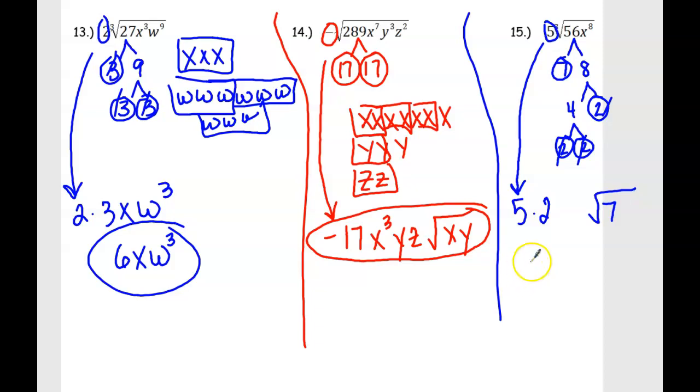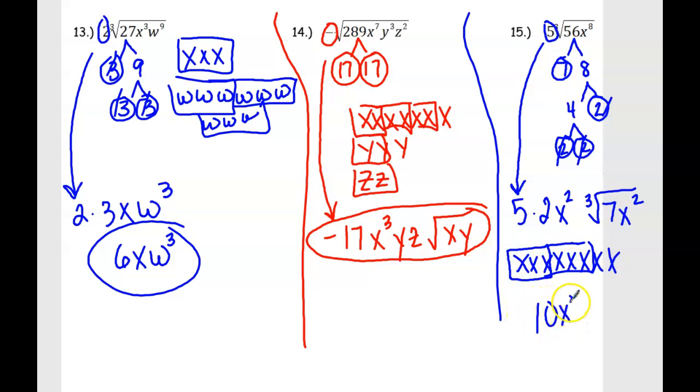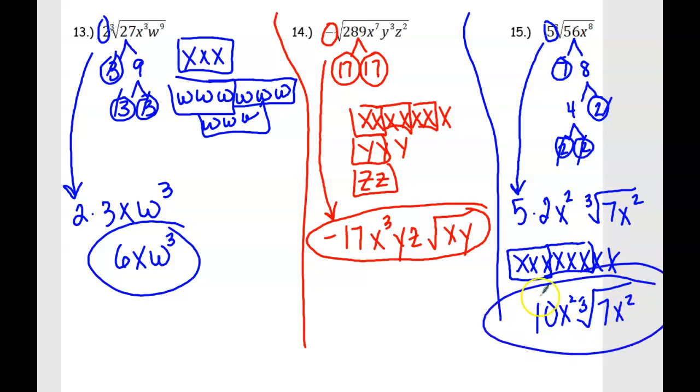Let's look at our variables. We've got x to the 8th, 3, 4, 5, 6, 7, 8. We're looking for triples, or you could think of 8 divided by 3 is 2, so it would be x squared with 2 left over. So x squared, and we don't want to forget about that cube root. Our final answer, when we multiply out, we'd get 10x squared cube root of 7x squared. And that would be our answer.